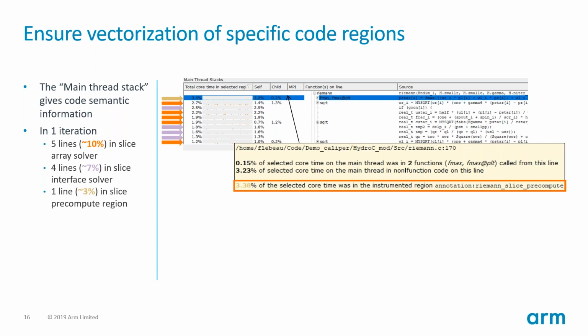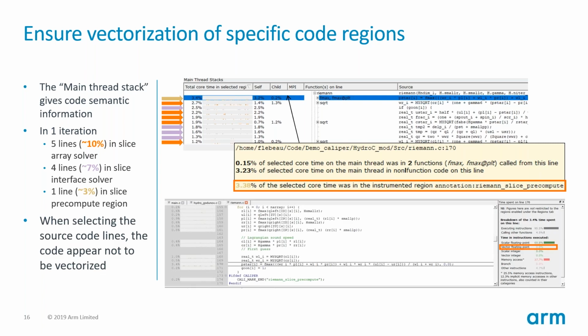When selecting a line in the stack view, the code viewer automatically displays the corresponding source file and highlights the selected lines of code. When doing so, a breakdown of the activity of the source line is displayed on the right of the GUI. This is an efficient way of finding out which lines of code were not vectorized, and it is the case in our example.